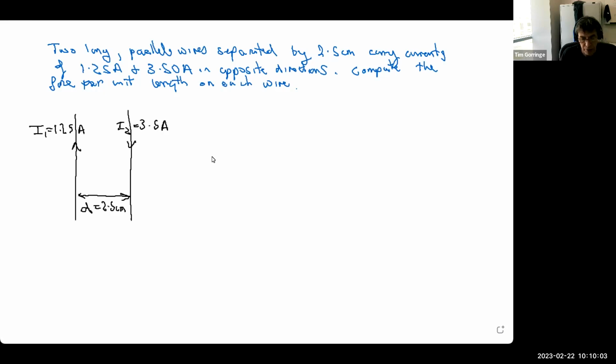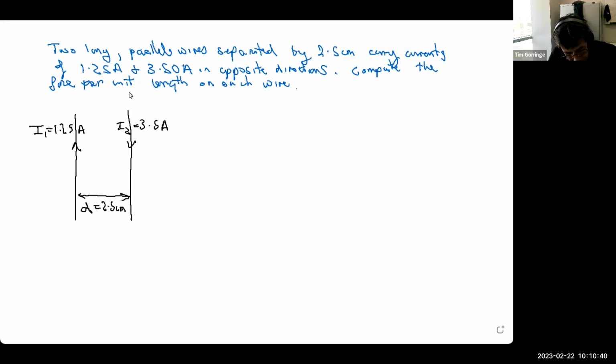In this particular problem, we're told that we've got two long, straight current carrying wires. They're parallel with one another, separated by 2.5 centimeters. One of them is carrying a current of 1.25 amps. The other one's carrying a current of 3.50 amps, and those currents are in opposite directions. And we've got to find the force per unit length on the two wires. That means both the size of the force per unit length and the direction of that force. So let's start with the direction.